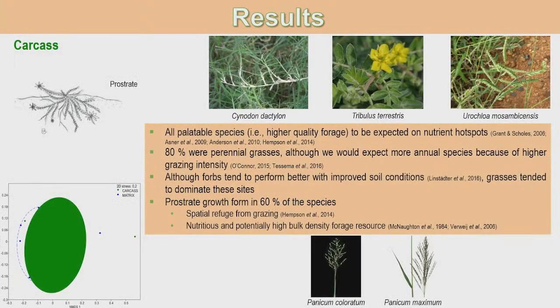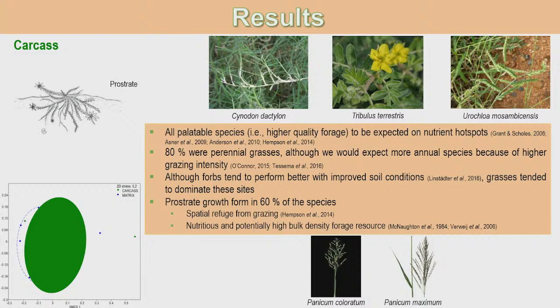So the species that contributed most to the significant differences between carcass and matrix sites, and that dominated carcass sites, were all palatable species or species of high forage quality, and this is to be expected at nutrient hotspots. 80% of these species were perennial grasses, although we might have expected more annual species because of the high level of grazing and disturbance at these sites. And although we know that forbs tend to perform better with improved soil conditions, grasses tended to dominate these sites.